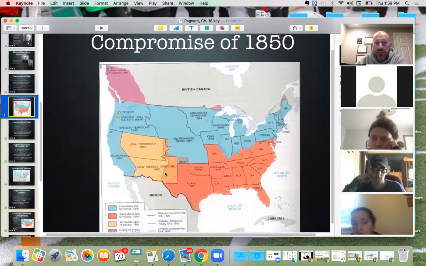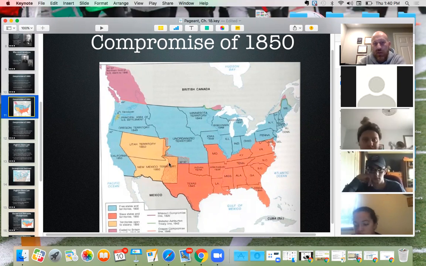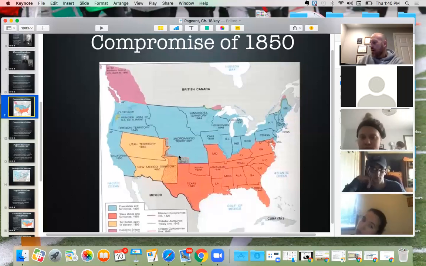Okay, so here's a good map dealing with the Compromise of 1850 because it shows what happens. The territory that Texas was claiming, they lose that. We get our borders for Texas as they exist currently. We see the New Mexico territory and the Utah territories being carved out. We still have some unorganized territory up here yet, right? Now, what do the colors mean on this map?